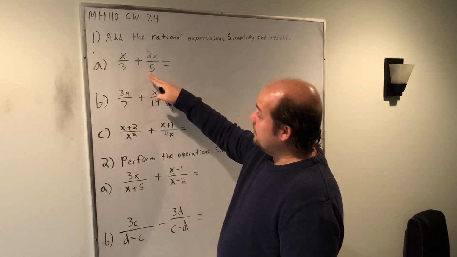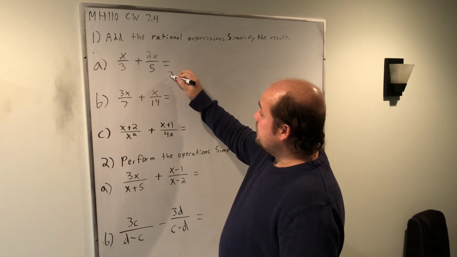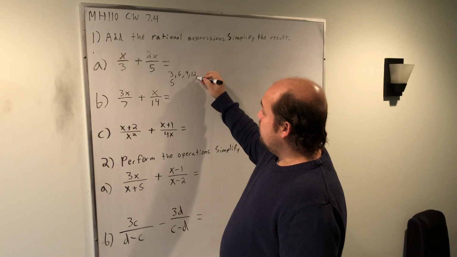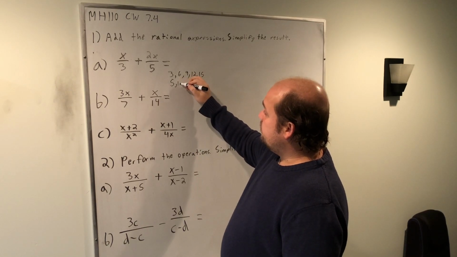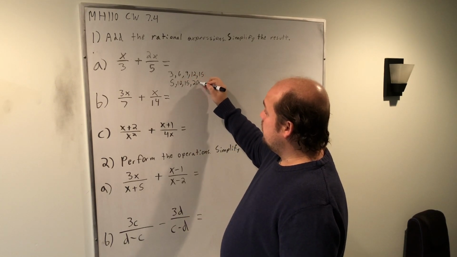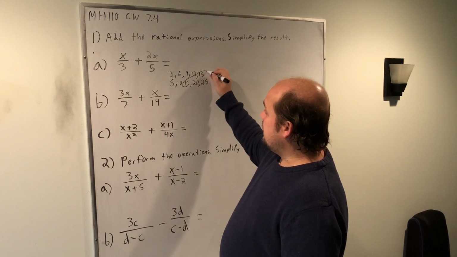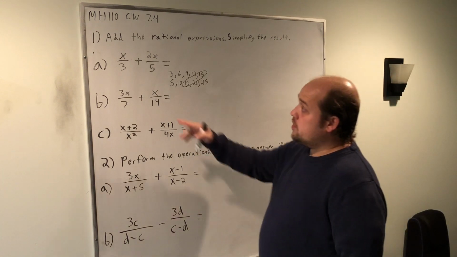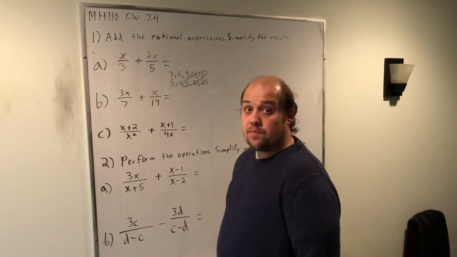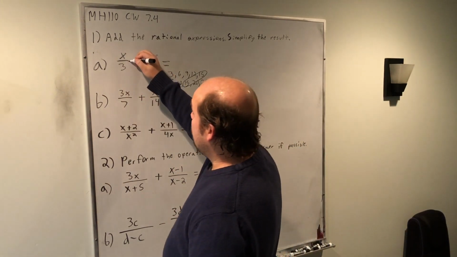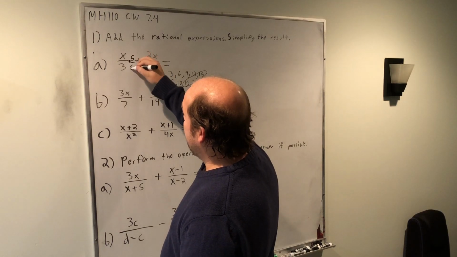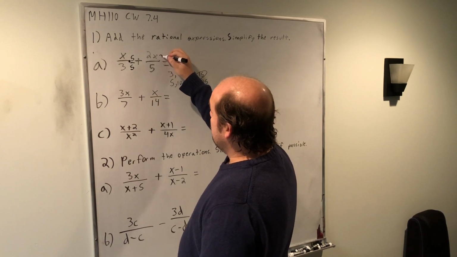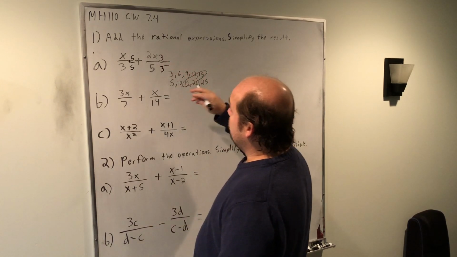So here my denominators are 3 and 5. If I start with 3 and 5: 3, 6, 9, 12, 15; 5, 10, 15, 20, 25. 15 is the least common denominator between these two. So I want to turn x over 3 into something over 15. To do that, I'm going to multiply by 5 over 5. I want to turn 2x over 5 into something over 15, so I'm going to multiply by 3 over 3.